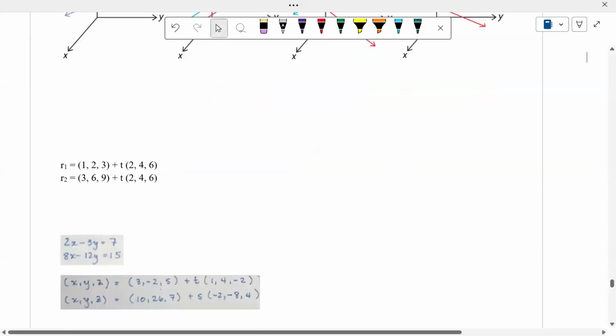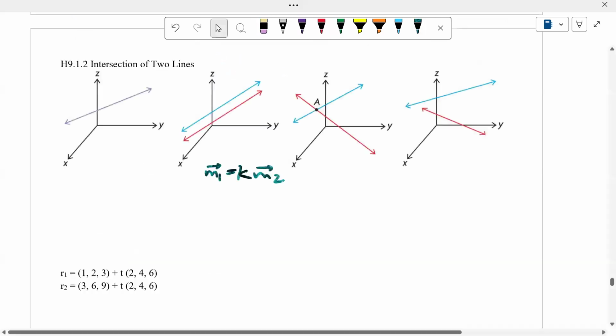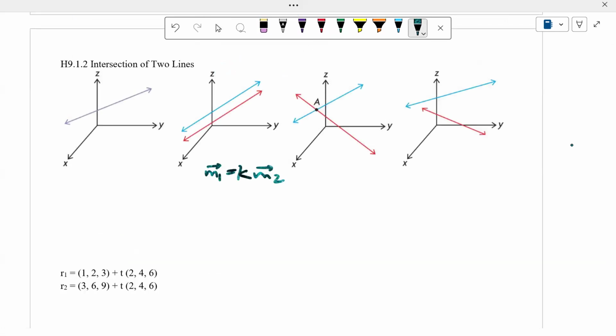All right, so the rule of thumb is this. The first thing you have to do when you have two lines and you want to find if there's any intersection between them is to say, the direction vector of one line is equal to k times the direction vector of the second one. Why? Because you want to know if they're parallel or not. If they're parallel, it's going to be coincident or distinct. If they're not parallel, it's going to be a point of intersection or skew lines.